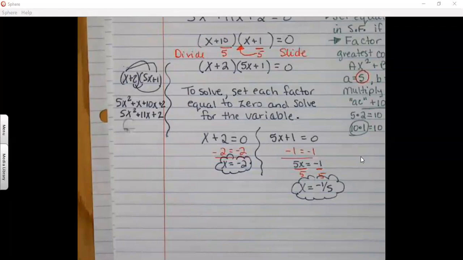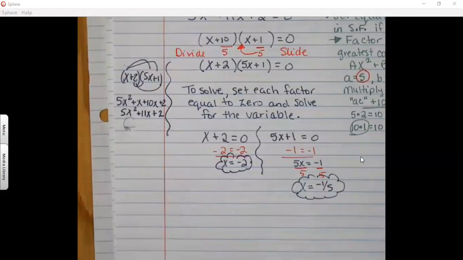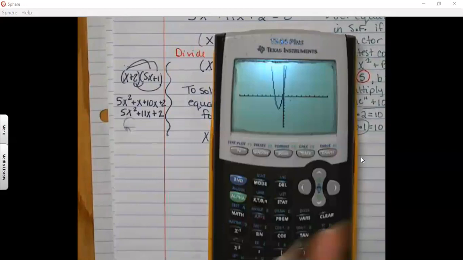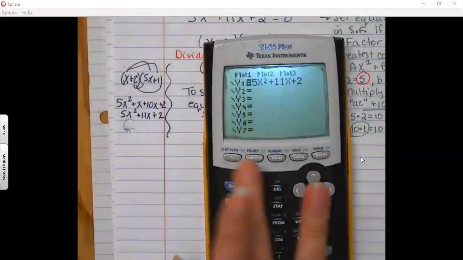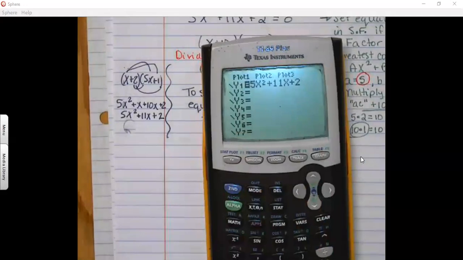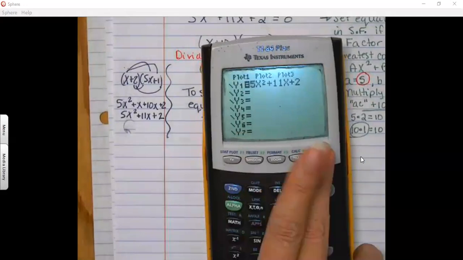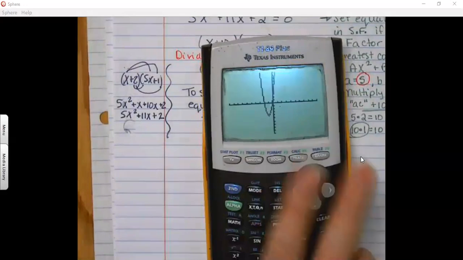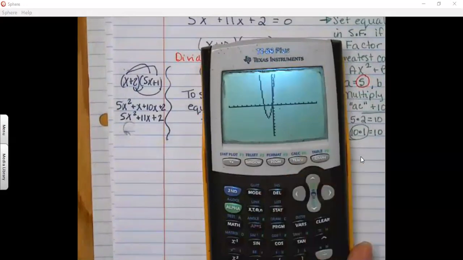and I would bring up Desmos so we could see it better, but I think because I'm recording, if I open that, it'll take forever to open. So I entered the equation into my graphing calculator: 5x squared plus 11x plus 2. And then I push the graph button to see the graph of this equation, and I can see where it crosses the x-axis.